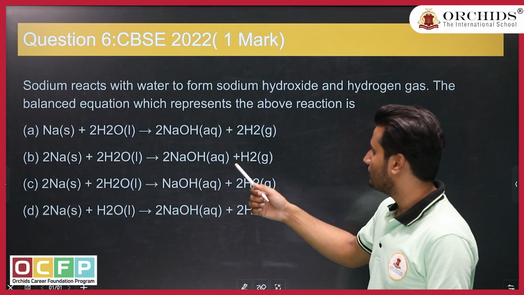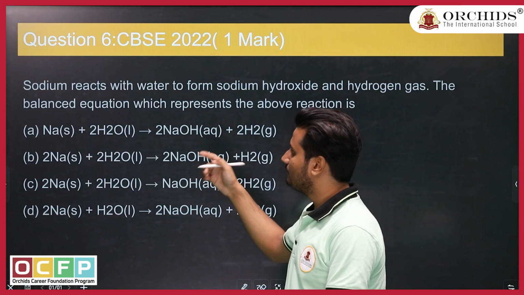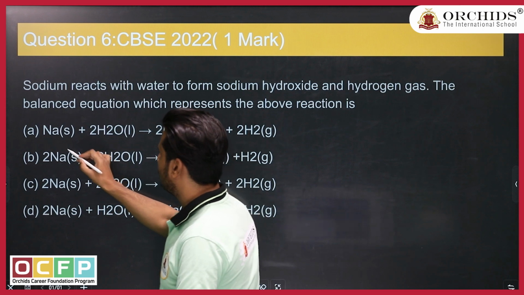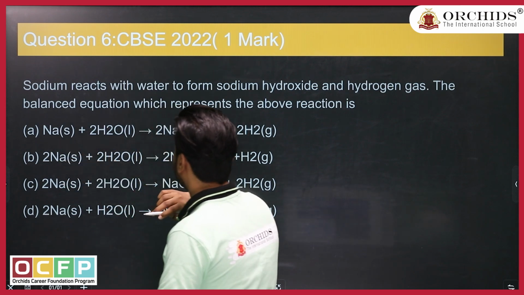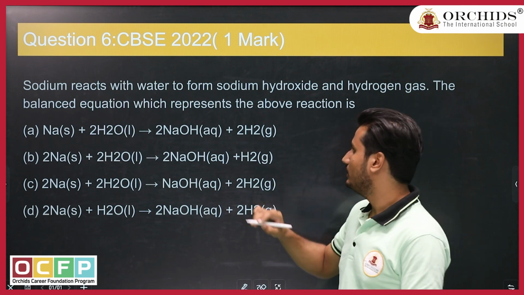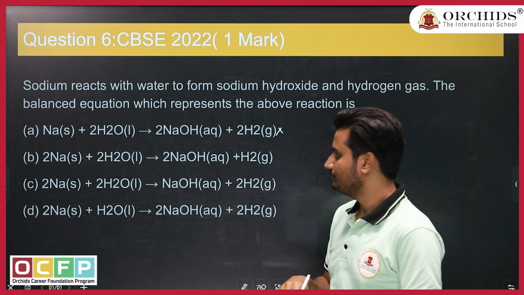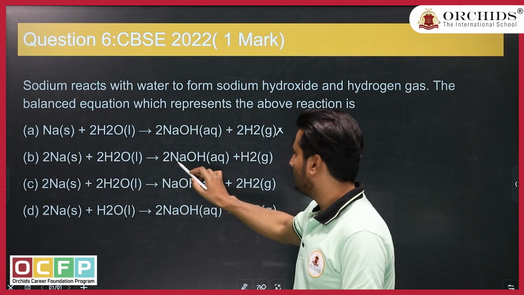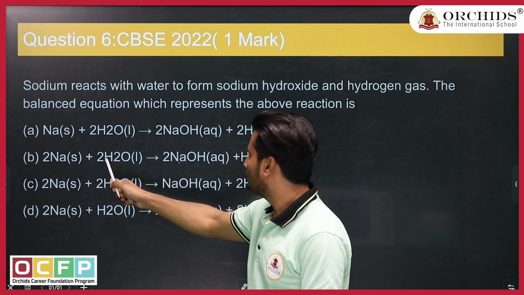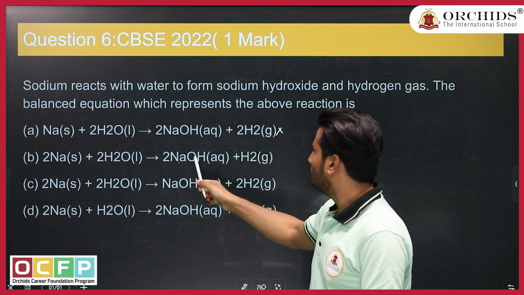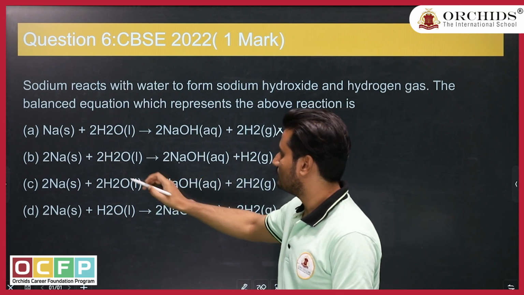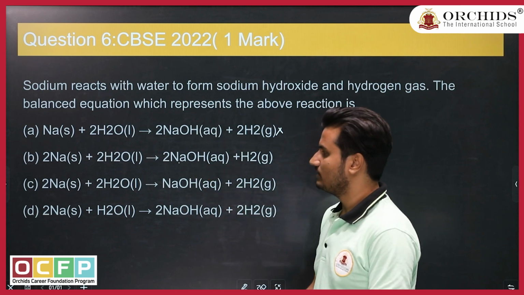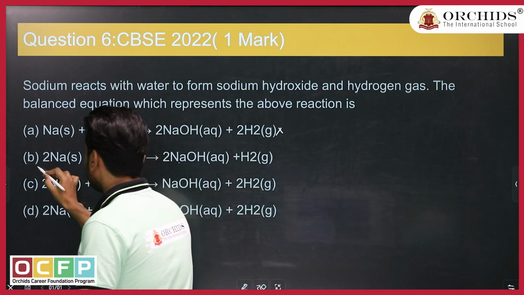They have asked: sodium reacts with water, and you have to identify which one is the balanced chemical equation. We will check the options first. See over here, there is 1 atom of sodium on one side and 2 atoms of sodium on the other, so this option is incorrect. See, there are 2 atoms of sodium in option B on both sides. There are 4 atoms of hydrogen, 2 and 2 plus 2, 4 atoms of hydrogen. Now there are 2 atoms of oxygen and 2 atoms of oxygen.